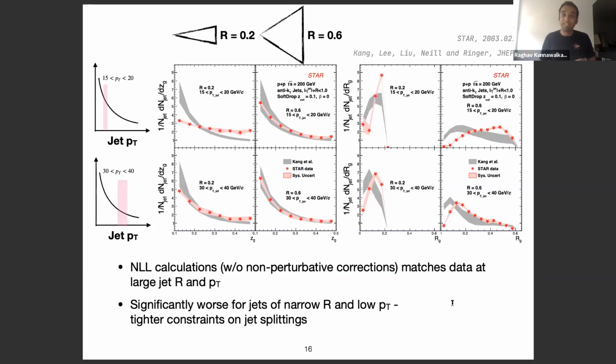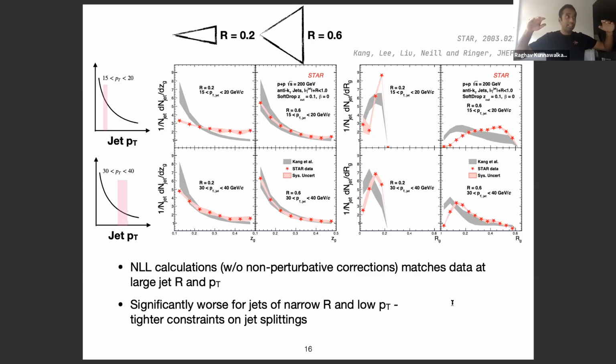We also compared this, going back to the idea of studying QCD, having a calculation at these different scales. We compared this to very recent theoretical calculations at next to leading log. This was done by Kyle Lee, who's just defended his PhD at Stony Brook. Now he's going to Berkeley, and his collaborators. You see the data again in the red star markers.